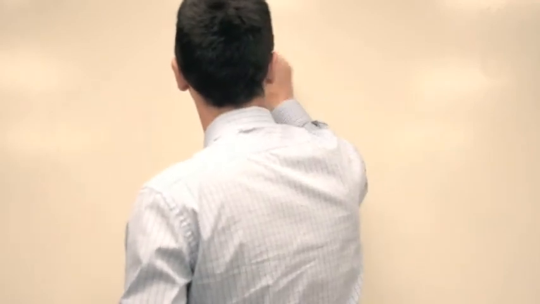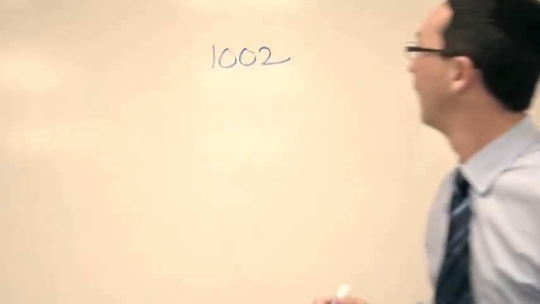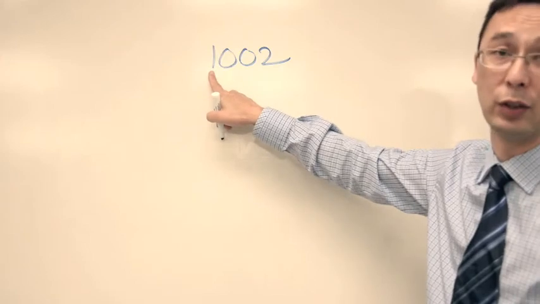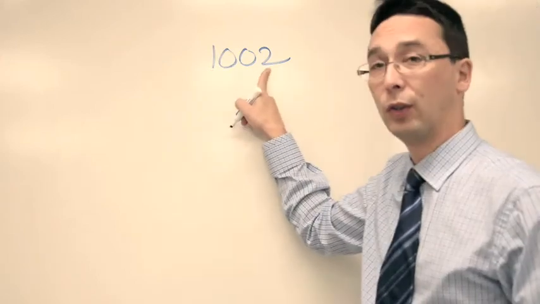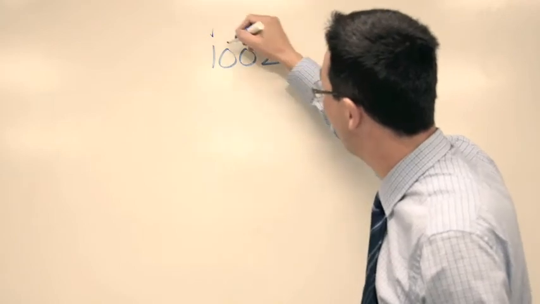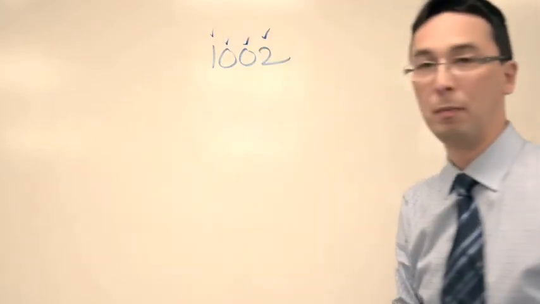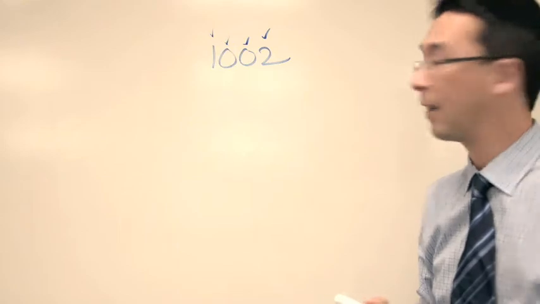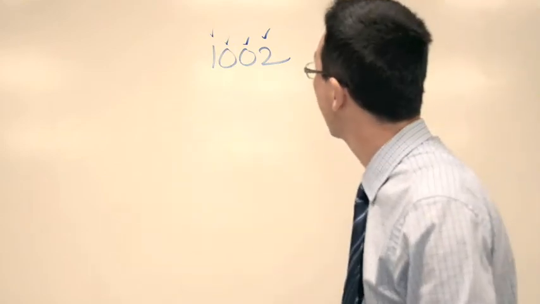Okay? If you have zeros between significant figures, they would count. The 1 counts for sure, it's a non-zero. The 2 counts for sure, it's a non-zero. And since these 2 are significant, any zeros between them would also be significant. 4 sig figs there. Okay.